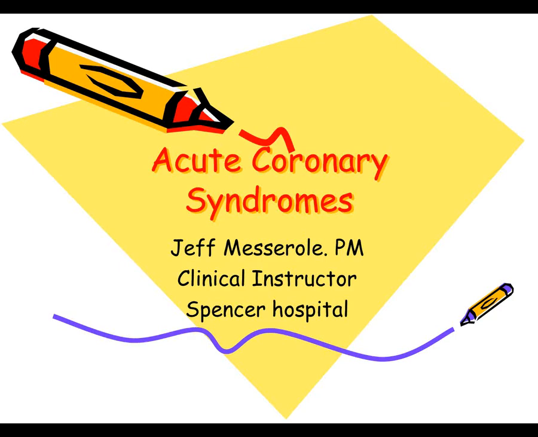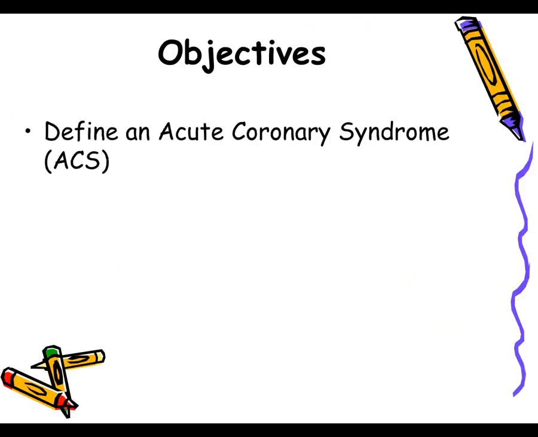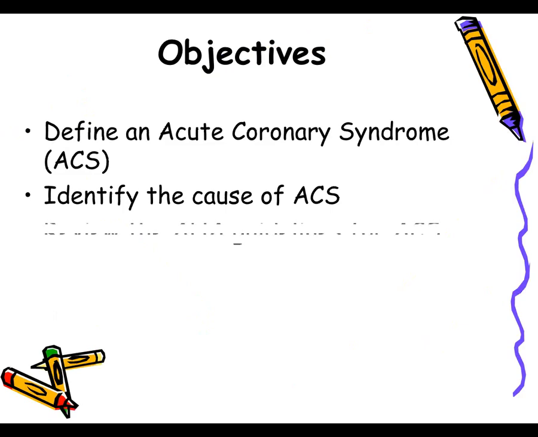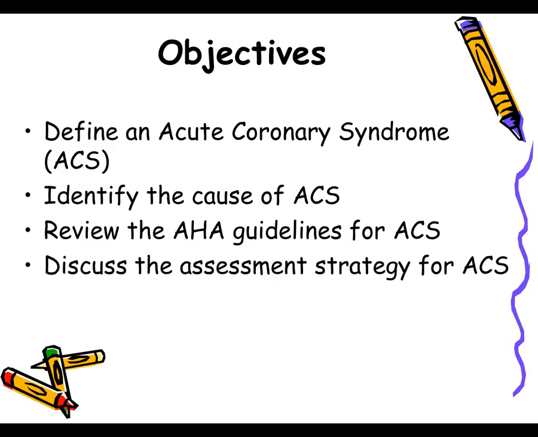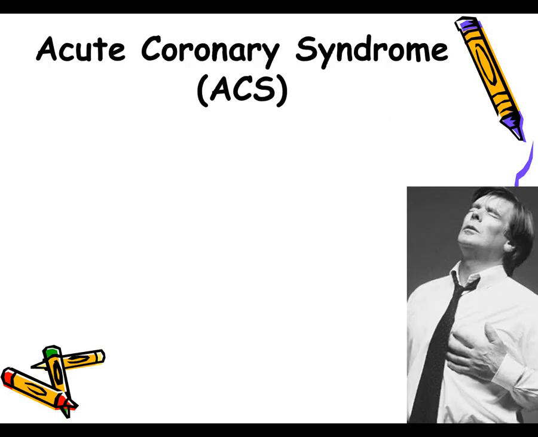So I'm going to talk about acute coronary syndromes, and we hope to define what an acute coronary syndrome is and identify the causes of what an acute coronary syndrome is. We're going to look at the AHA guidelines for acute coronary syndromes and discuss the assessment strategy for ACS, as well as list some treatments for ACS as well. Now, probably the most important thing that we can do for an acute coronary syndrome is to administer important.